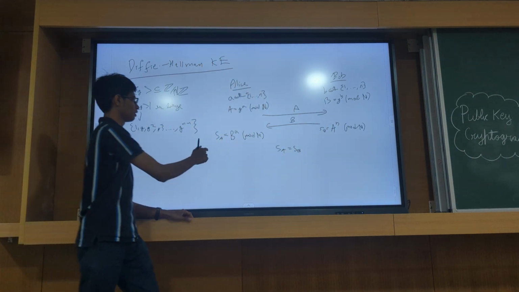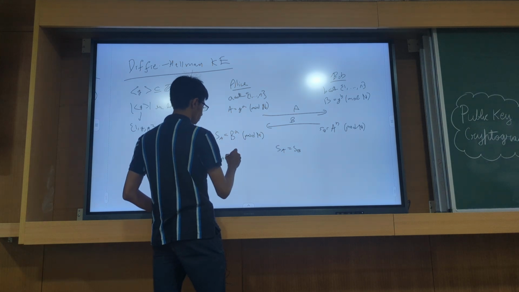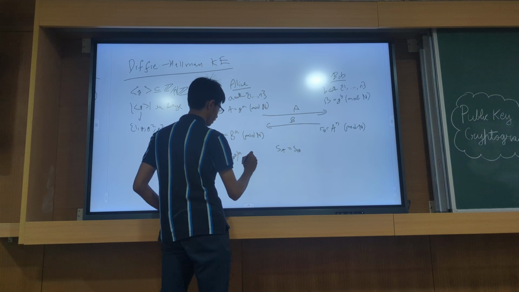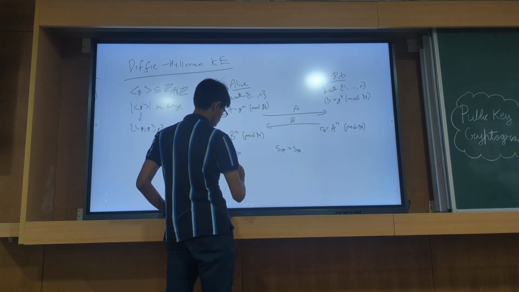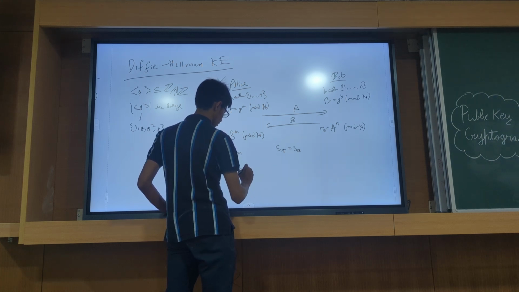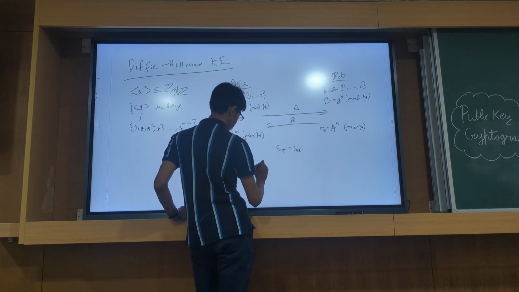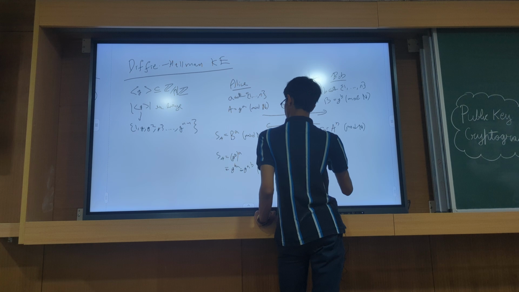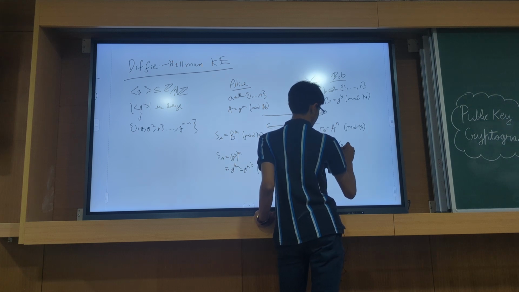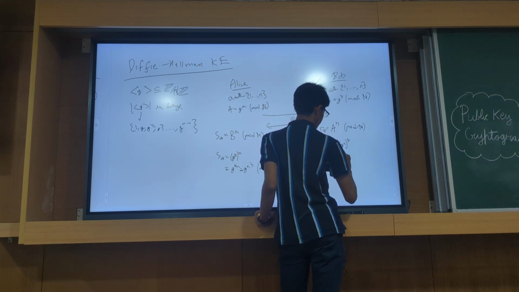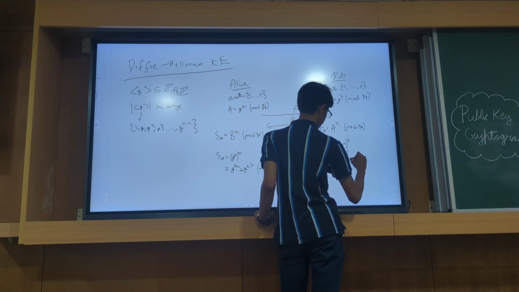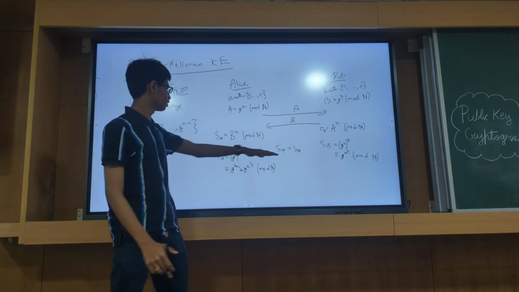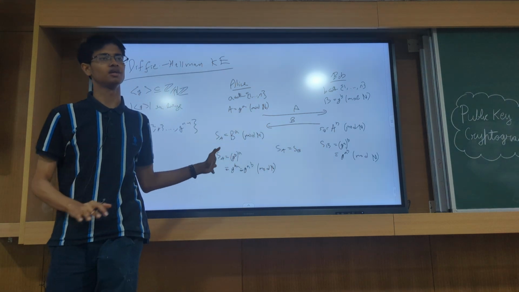Can everyone see why? Let's look at SA. SA is B, capital B is g to the power small b, this whole thing to the power small a, which is nothing but g to the power ba, which by commutativity is g to the power ab mod n. And over here, SB is capital A, which is g to the power small a, whole to the power small b, which is nothing but g to the power ab mod n. So SA is equal to SB. And this is going to be the quote unquote symmetric key now.